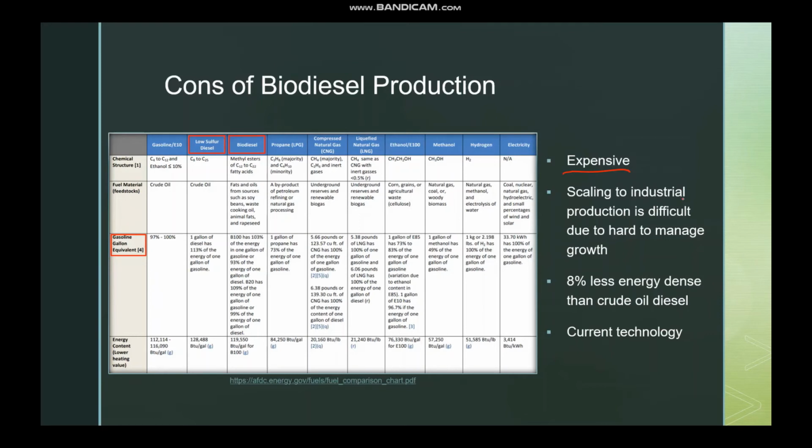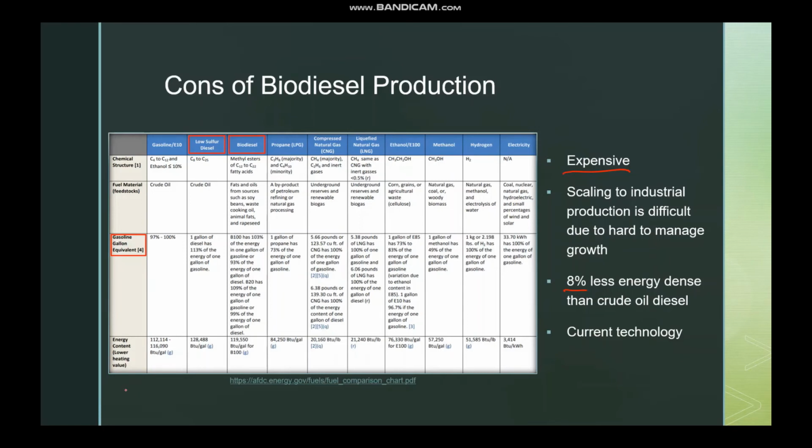Another one is scaling to industrial production is really difficult due to hard to manage growth. So algae likes to reproduce, and it's hard to keep it reproducing at a certain speed that's manageable. Another one is that it's 8% less energy dense than crude oil diesel, which doesn't seem like a whole lot, but it's enough to put into a presentation and say that it's a con, you know?